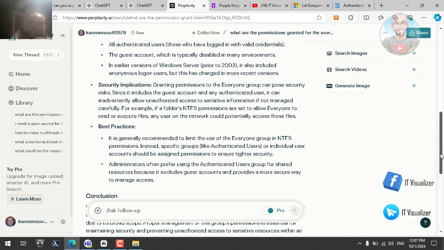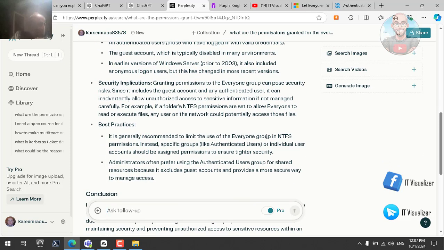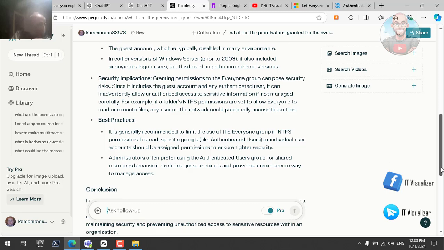Best practice, it's generally recommended to limit the use of the Everyone group in NTFS permissions. Instead, specific groups like the Authenticated Users group, or individual user accounts, should be assigned permissions to ensure tighter security. Administrators often prefer using the Authenticated Users group for shared resources because it excludes guest accounts and provides a more secure way to manage access. So, very, very good answer.